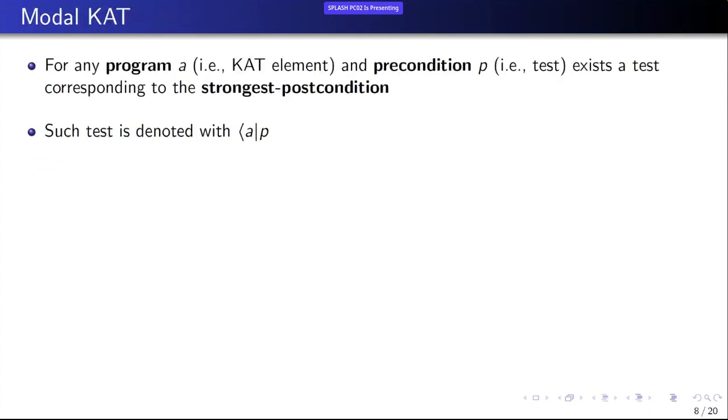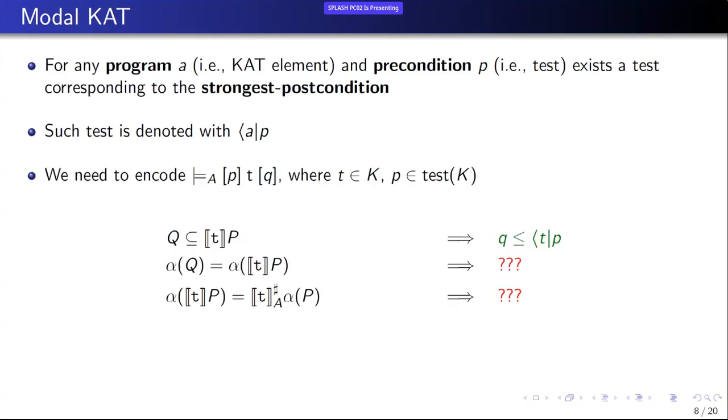Starting from Modal KAT, in a Modal KAT, we have for any program represented as a KAT element, and for every precondition represented by a test, we assume that there exists a particular test in the set of tests, of course, which represents the strongest postcondition. We represent such test with this operator, which is called the backward diamond operator.